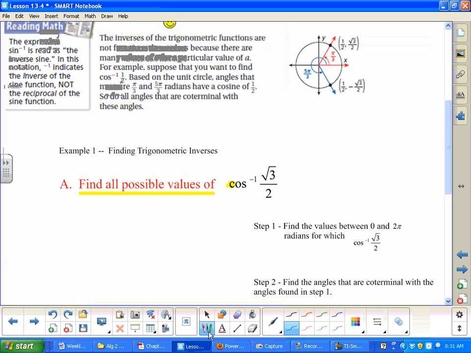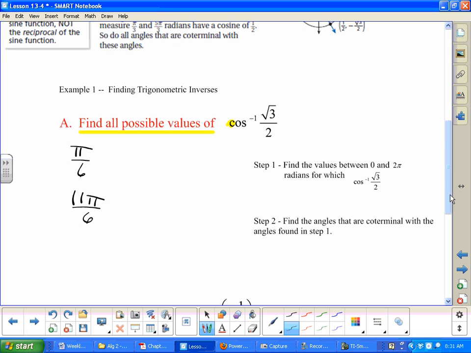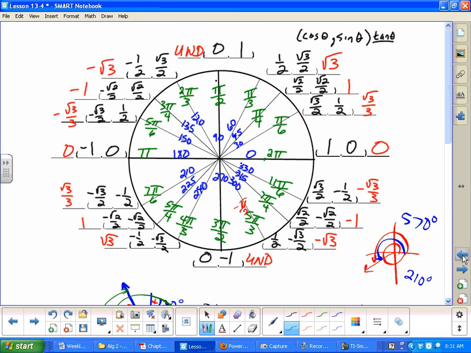So I will write down then pi over 6 and 11 pi over 6. Okay, to start with. All right, so there's our first step. Step 2 then says find the angles that are coterminal with those angles. Well, what are all the angles that are coterminal with those angles?